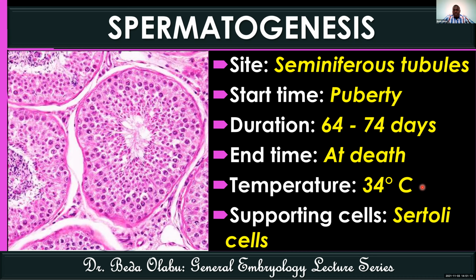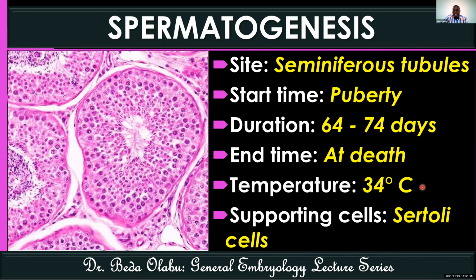The cells that support the developing sperms are known as Sertoli cells. These Sertoli cells provide structural support to the sperms. They also help in providing nutrition to the sperms. They help in removing excess cytoplasm from the sperms. And they protect the sperms from being subjected to all components of blood. They protect the sperms, or they form what we call the blood-testis barrier, among other things that they do.